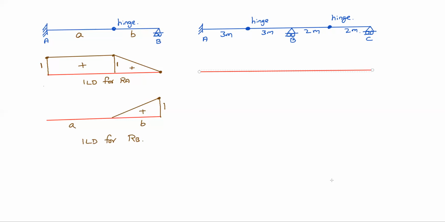Just observe here. See, for drawing ILD for RA, I should make it a guided roller and I should lift it up 1 unit, right? Then obviously from A to hinge, it cannot be rotated. Obviously, the shape will be like this from A to hinge. I have given 1 unit displacement at A in upward direction.